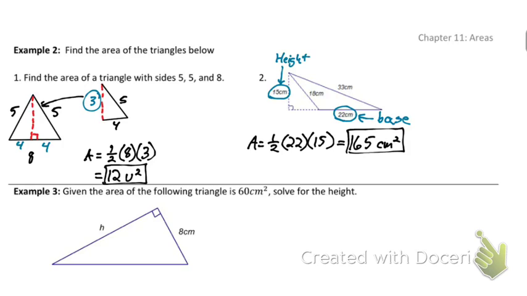All right, so be careful on your height and careful which one's your base. Triangles can be upside down too, or sideways. Be aware of which one is your base. Your base will always create that 90-degree angle with your height.